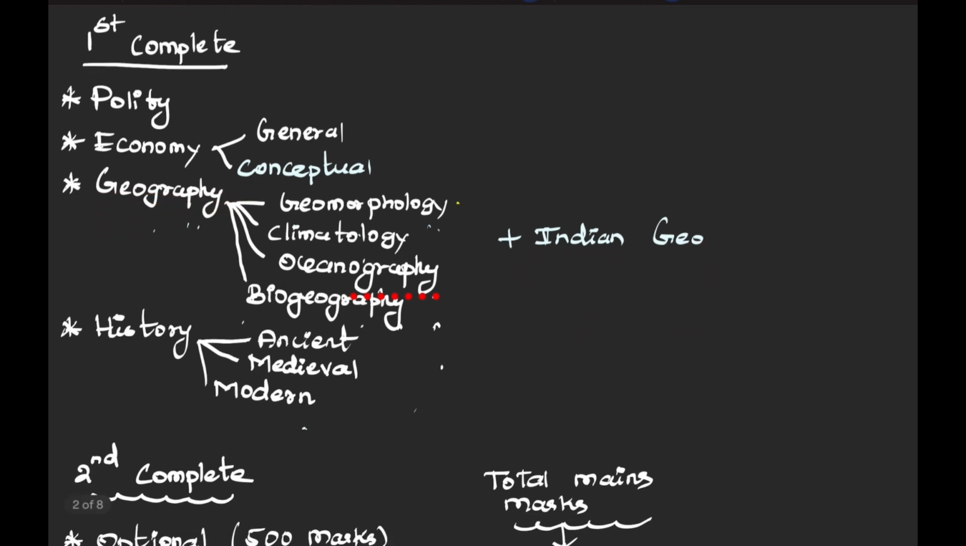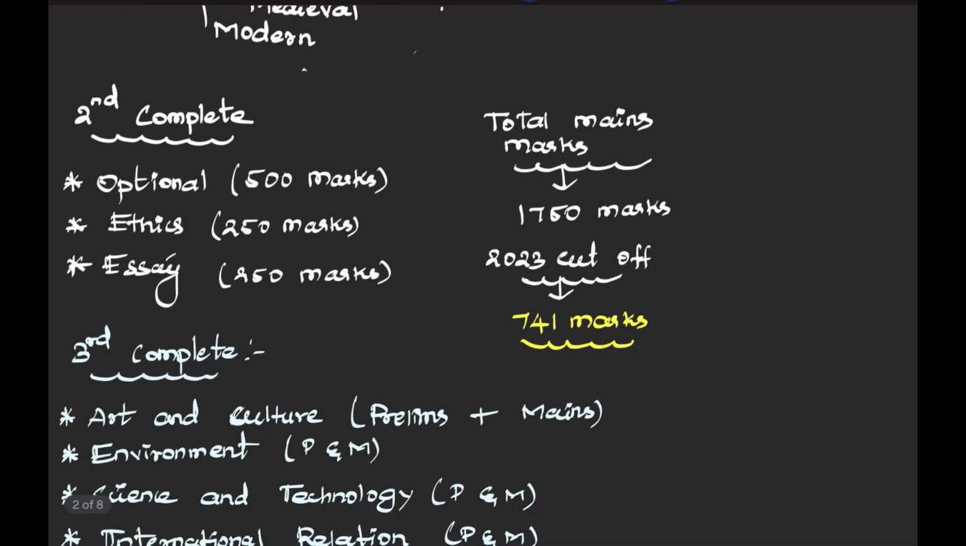Then history. In history, ancient, medieval, modern. You should give more focus to modern than ancient and medieval. Okay, you should completely study all these 4 subjects. This is the first step. After completing this, you can go to the second step, that is optional, ethics and essay.